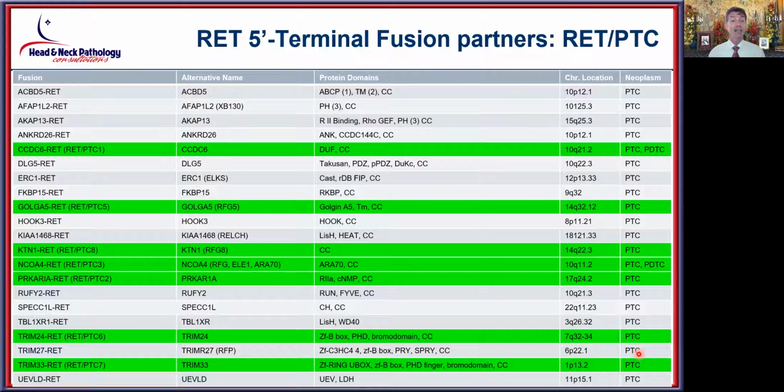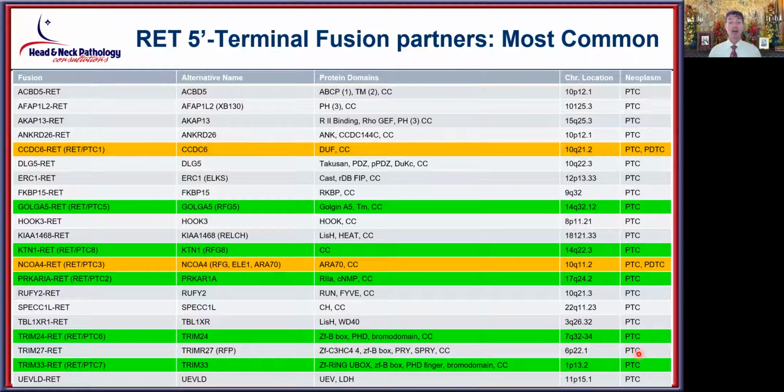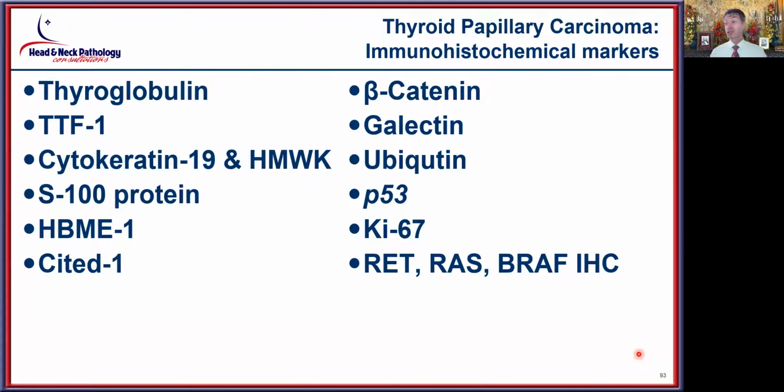the PRKAR1A, as well as the TRIM, whether it's 24 or 33, are most frequently identified, but still the most common are by far and away the CCDC6 as well as the NCOA4. And in this case, you can tell that they are specifically associated with various entities such as the diffuse sclerosing pattern that I just showed.